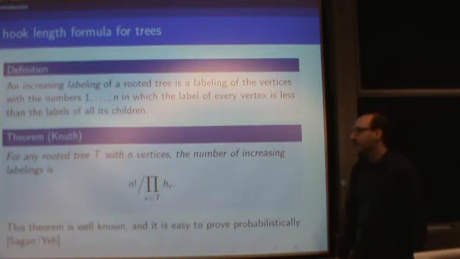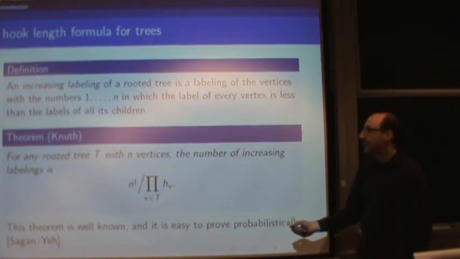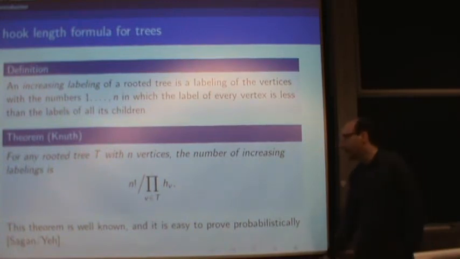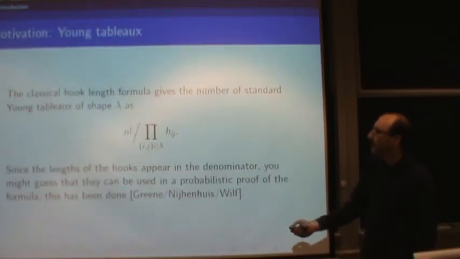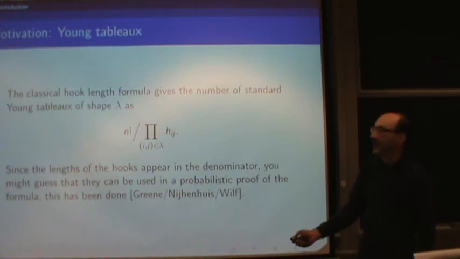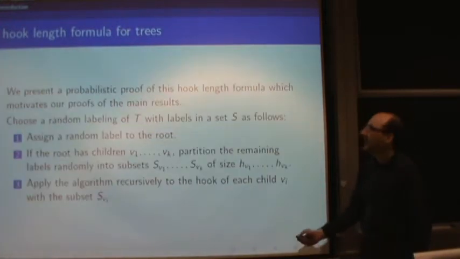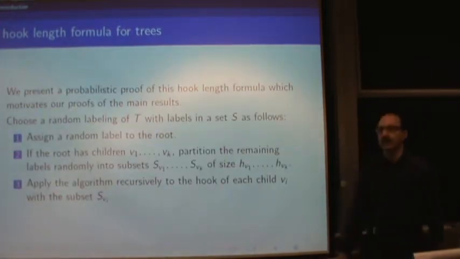This theorem is well known, and it appears in Knuth, for example, and it's been proved probabilistically before. Bruce Sagan, Yeong-Nan Yeh, and others have a probabilistic proof. So notice the motivation. This formula really has the same form as the enumeration of Young tableaux of a given shape. The only difference is in the definition of a hook. Although that hook length formula for trees is known, I'm going to present a new probabilistic proof of it because this proof really motivates our own arguments for the formulas that will be the main results here.